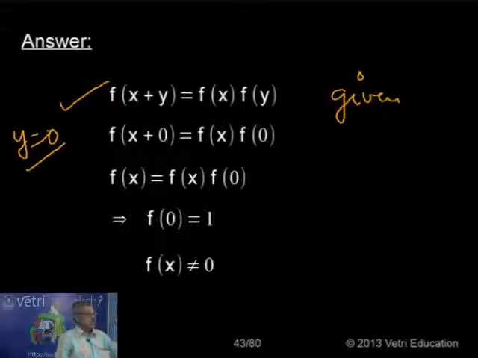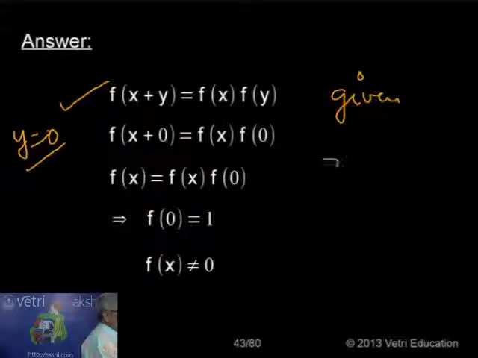f of x plus 0 is f of x, f of 0. f of x plus 0 is f of x, because x, y are real numbers, x plus 0 is x. 0 is the additive identity for real numbers under addition. So f of x is f of x, f of 0. And ultimately, this f of x is not equal to 0.